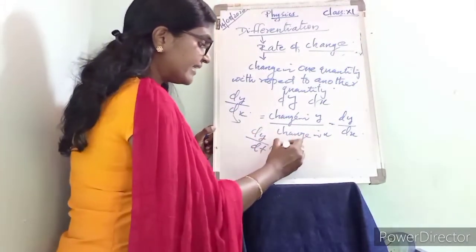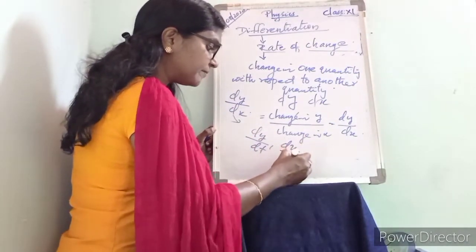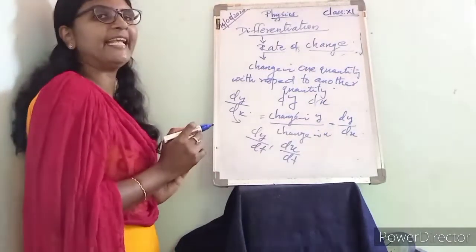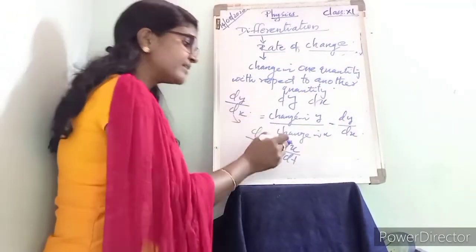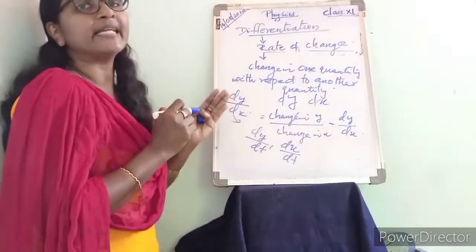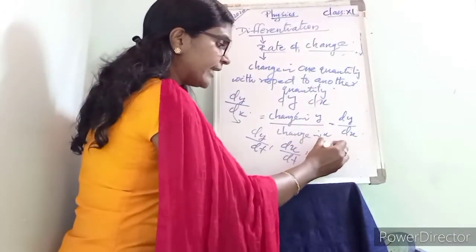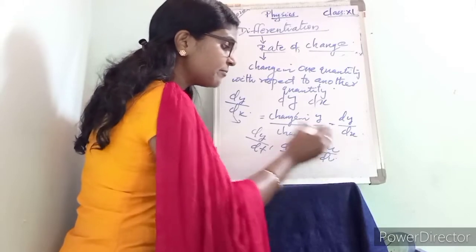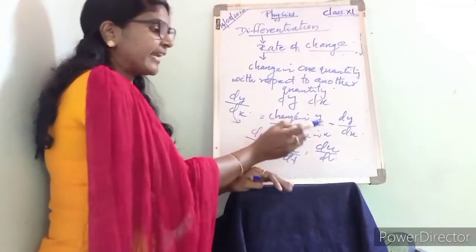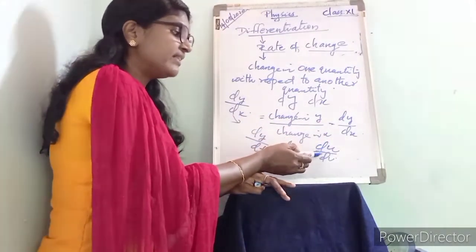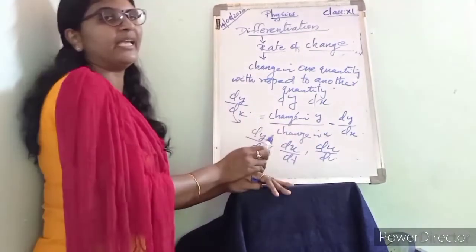Also we can write dx by dt. What does this mean? Dx by dt is the rate of change of x with respect to change of t. Okay, also we can write du by dv. What does this mean? Du by dv is the rate of change of u with respect to change of v.